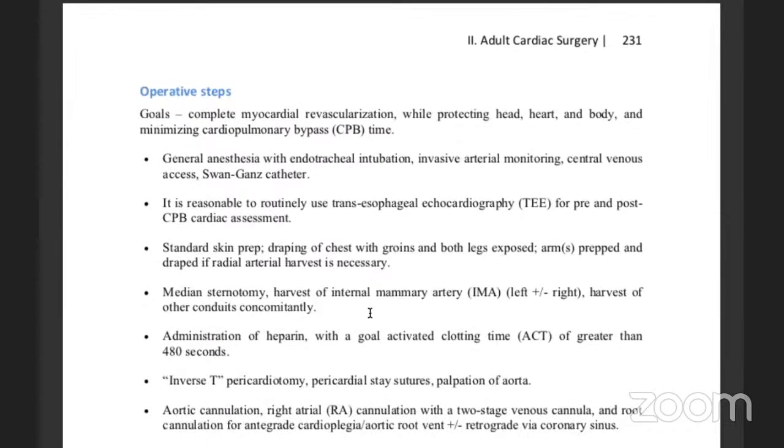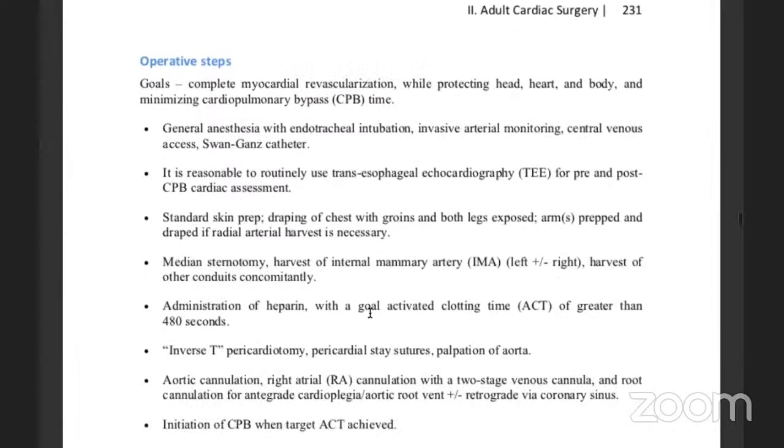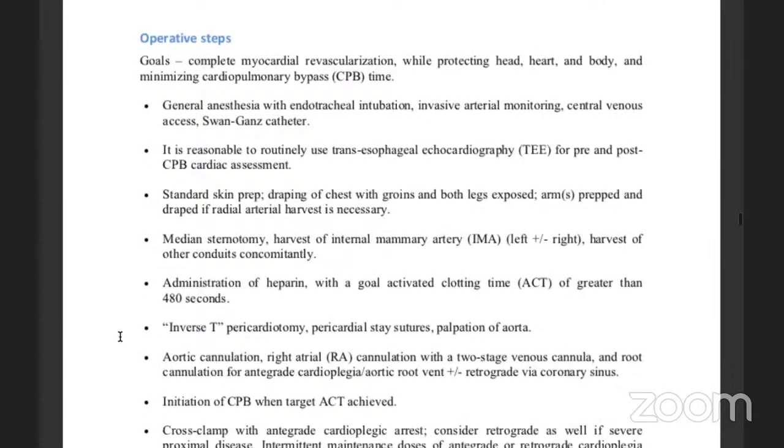Standard skin preparation, draping of the chest with the groin and both legs exposed, arm prepped and draped if the radial artery harvest is necessary. Median sternotomy, harvest the LIMA and harvest of the other conduit. Administration of heparin with a goal ACT of greater than 480.